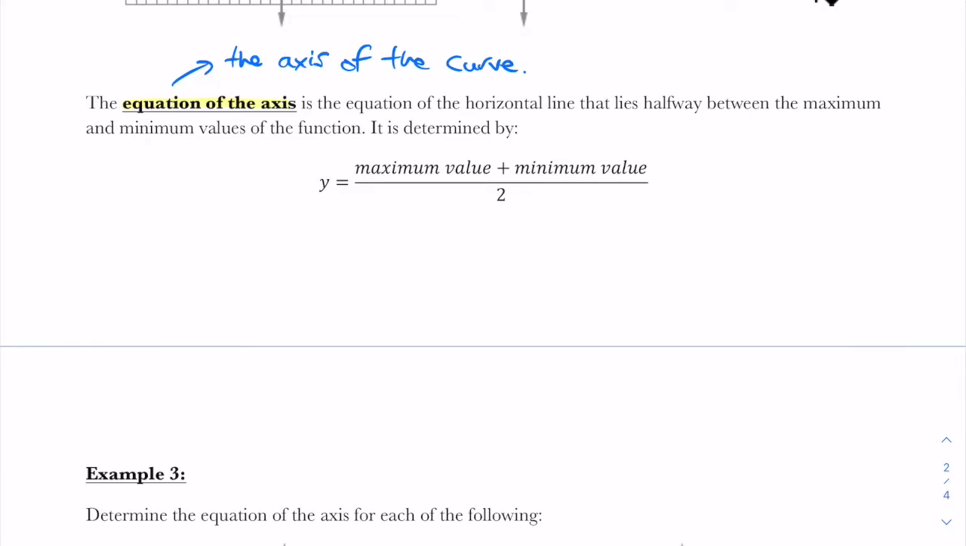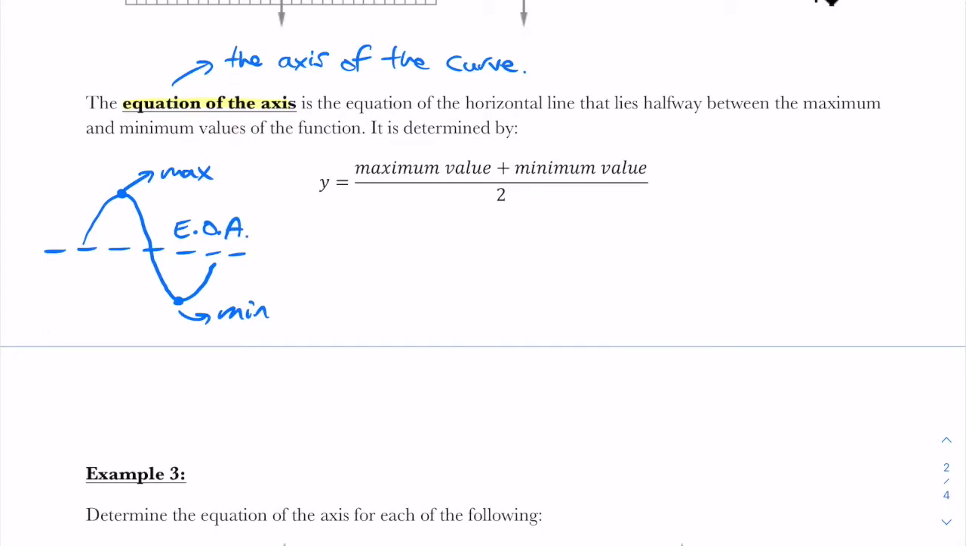So I'm just going to sketch a sine function or part of a sine function. This would be our maximum, and our minimum is down here. And the line that cuts the function in half, which is exactly halfway between the maximum and minimum, would be your equation of the axis or axis of the curve. It's the dotted line that I'm sketching over here. So that would be the equation of the axis, or EOA for short.